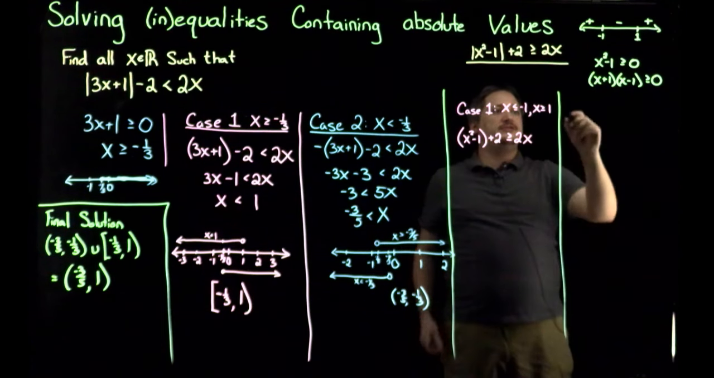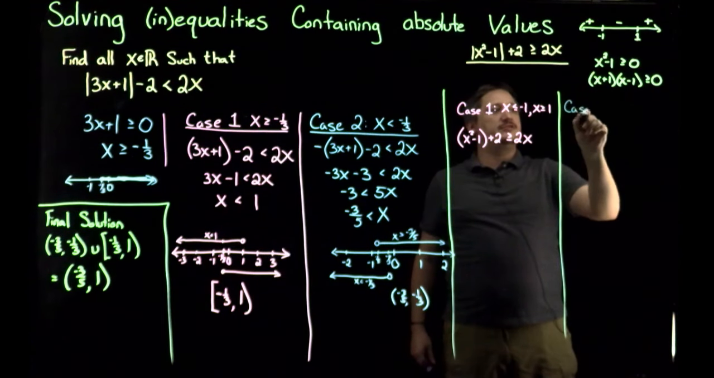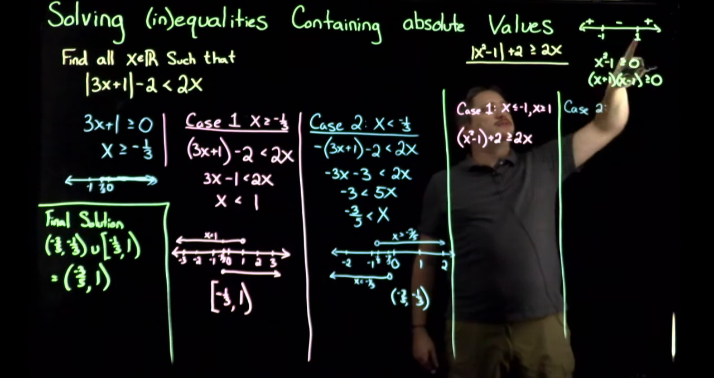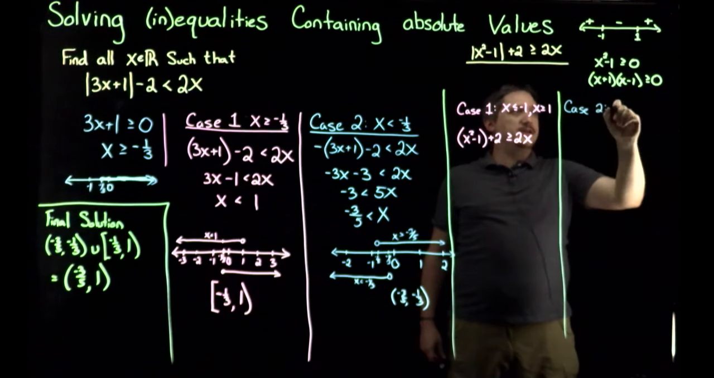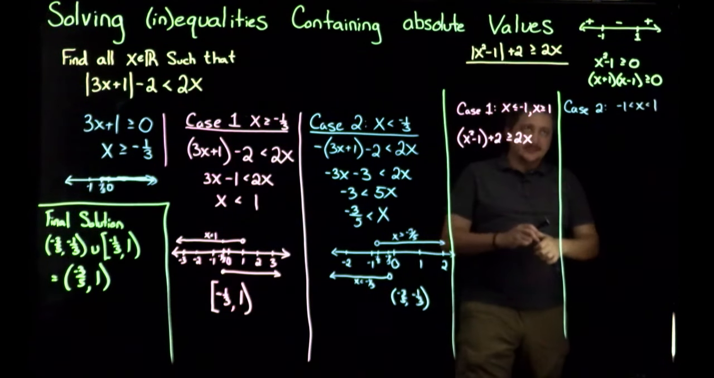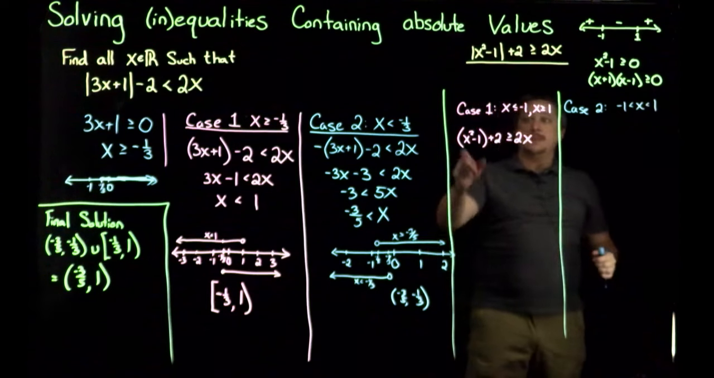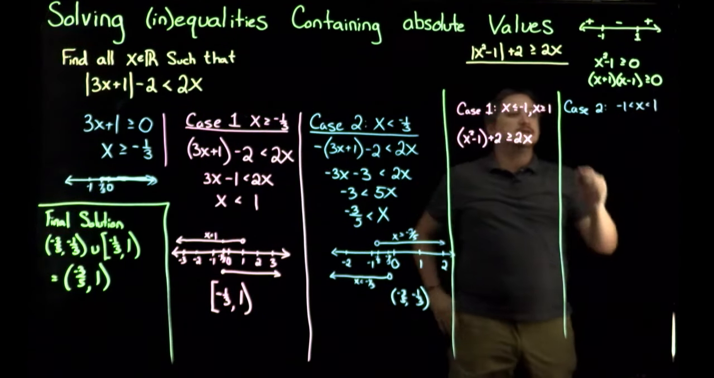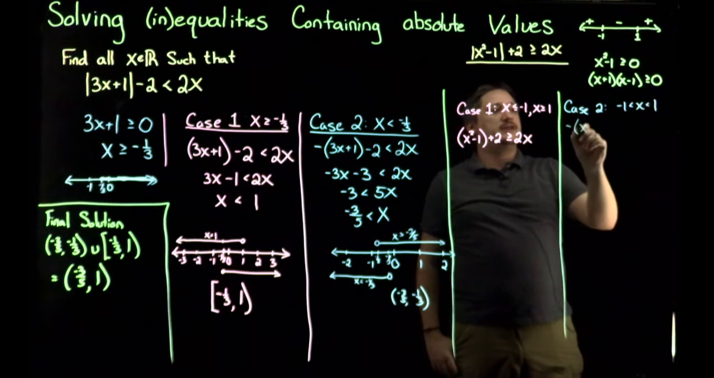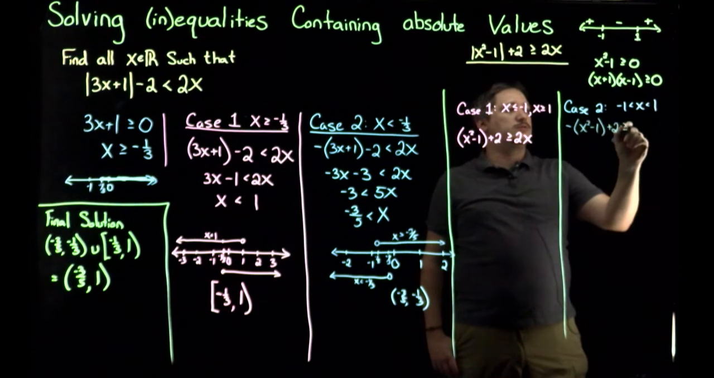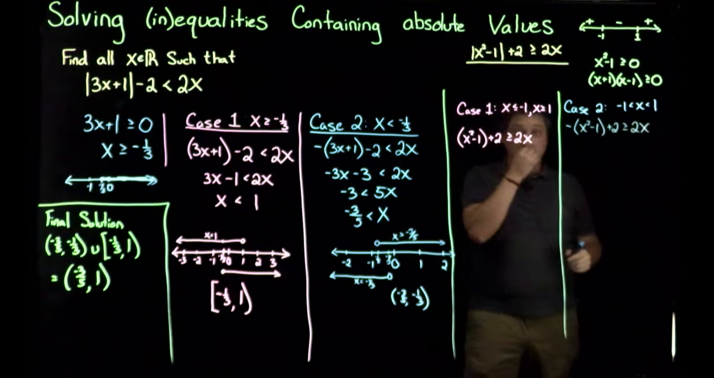In contrast, my case 2 is going to be wherever it was strictly negative, which according to my sign chart is strictly between negative 1 and 1. So this is when negative 1 is strictly less than x, which is strictly less than positive 1. In that case, I know that the inside is negative, so the sign gets flipped just like we did over here. So I'm going to have negative (x squared minus 1) plus 2 greater than or equal to 2x.